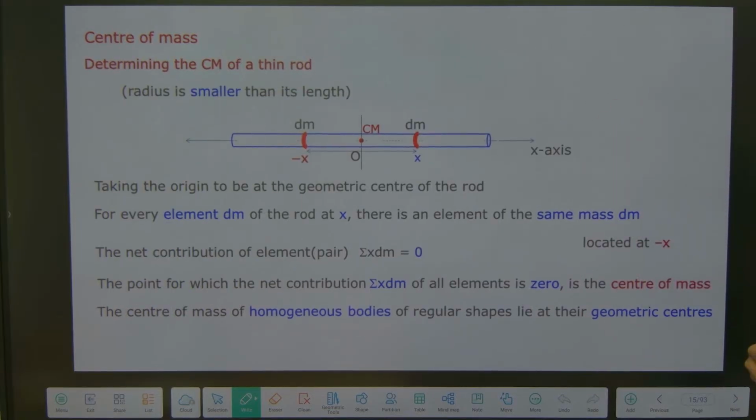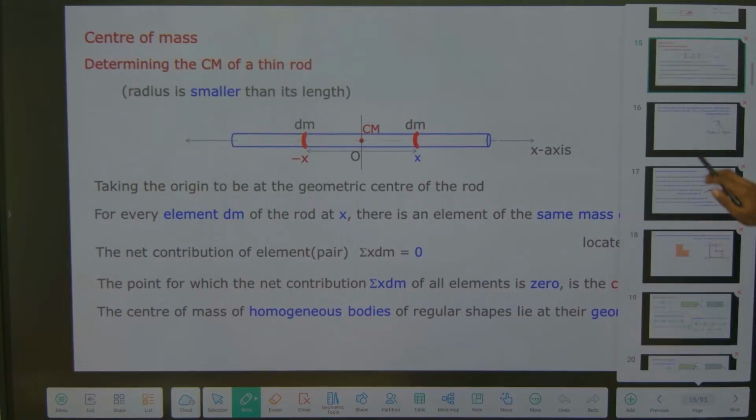So here is the center of mass of a thin rod. When we talk about the center of mass of a thin rod, it is L by 2. So we'll do a problem now.